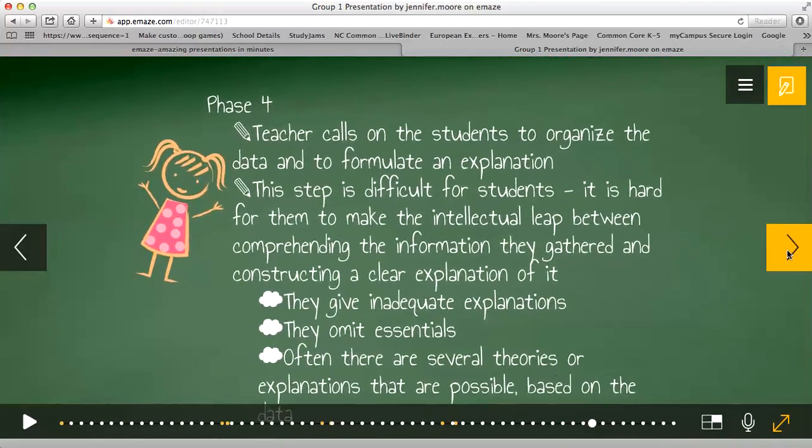In Phase 4, the teacher calls on the students to organize the data and to formulate an explanation. This step is difficult for students. It is hard for them to make the intellectual leap between comprehending the information they gathered and constructing a clear explanation of it. They give inadequate explanations and omit essentials. Often there are several theories or explanations that are possible based on the data.